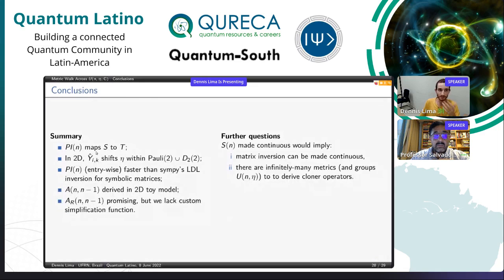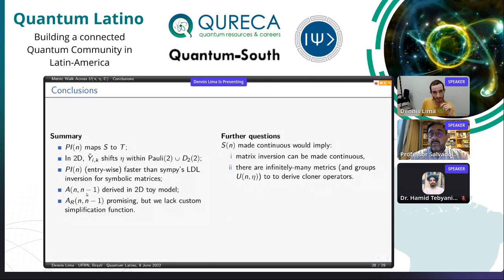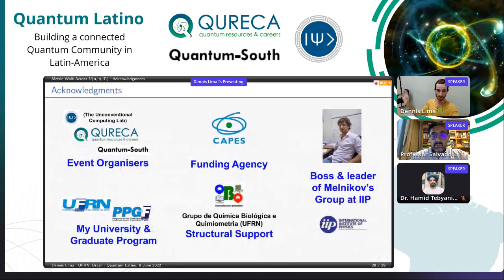Finally, we know that there is a group, the partial inversion group, that maps S matrix to T matrix, and the metric walks within a discrete group. We obtain the A matrix for a two-dimensional toy model, and if this symmetric group was made continuous, this would imply a continuous algorithm for matrix inversion, and consequently there are infinitely many metrics in infinitely many pseudo-unitary groups to try the Hopf theorem. Thank you very much. That's all.